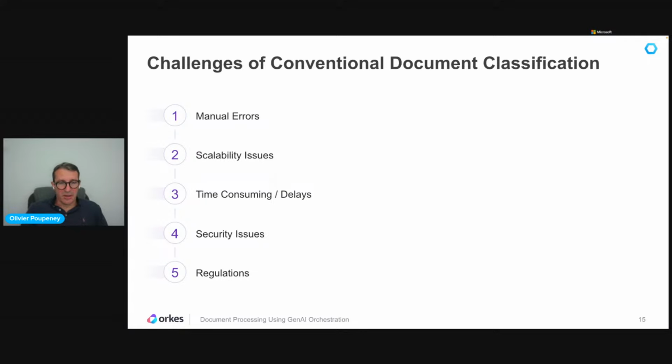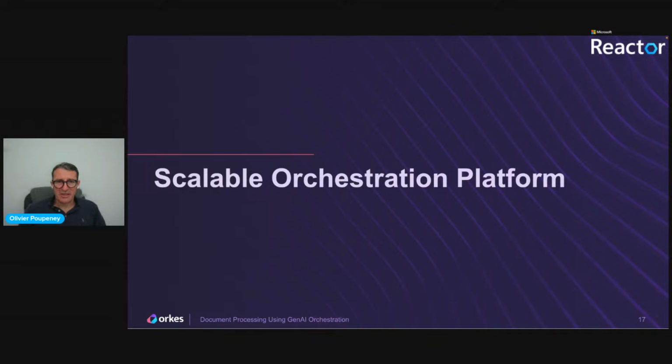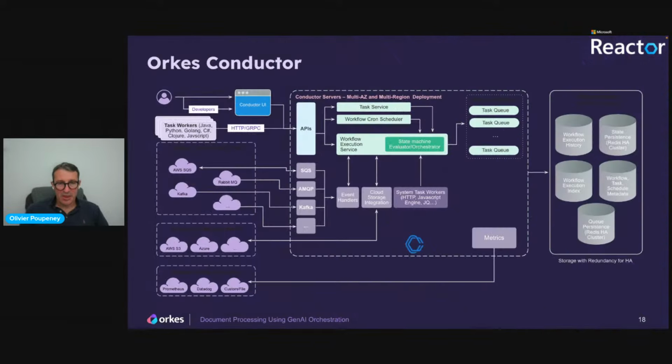And also, if you're in a regulated environment, it becomes pretty challenging to manage all of those documents. So generative AI and automation will really help in that. But how do we overcome all of those challenges using GenAI orchestration? The first thing is to have a scalable orchestration platform. We saw that in the challenge, scalability was an issue because one particular person cannot really manage all of those documents. So how an orchestration platform will help to scale.